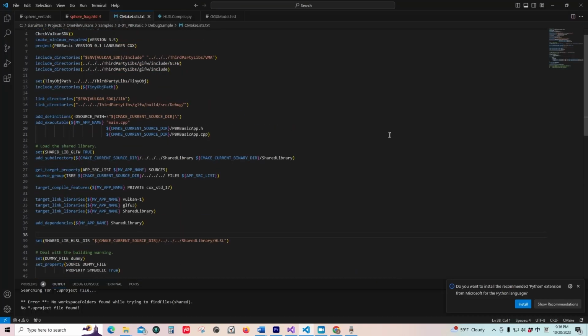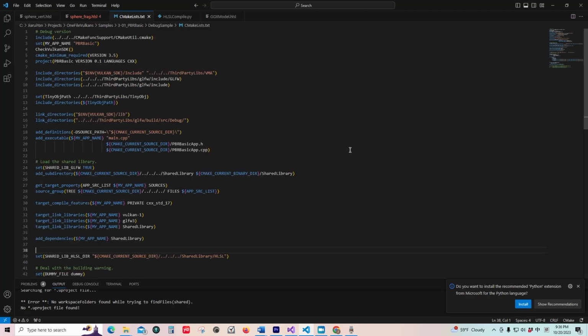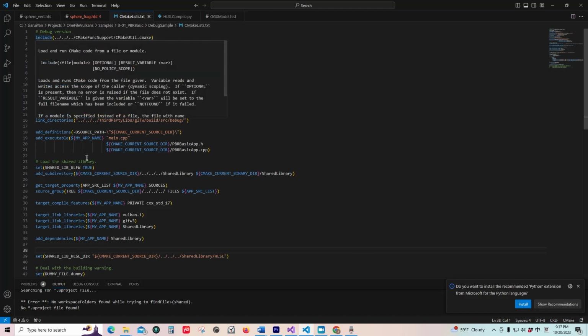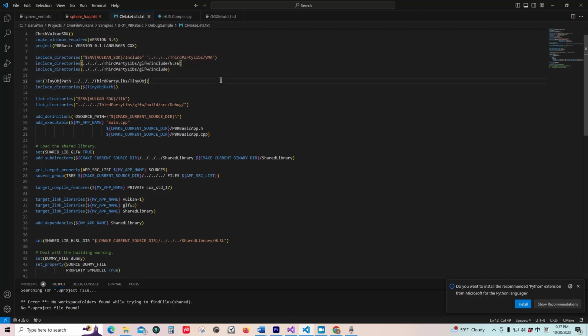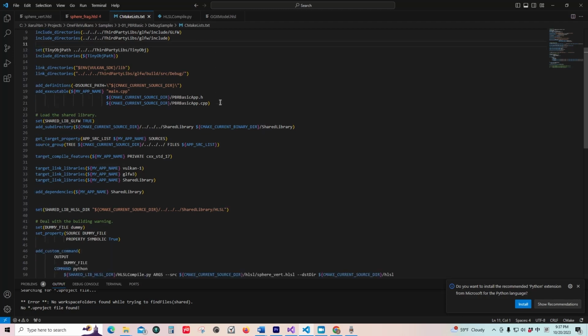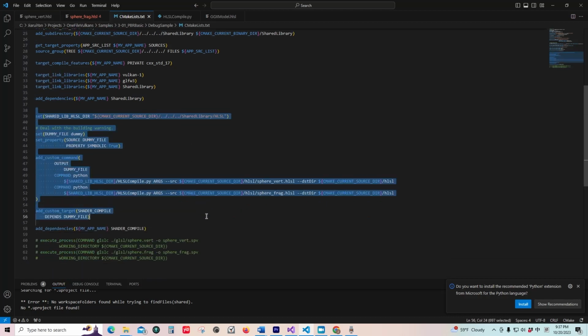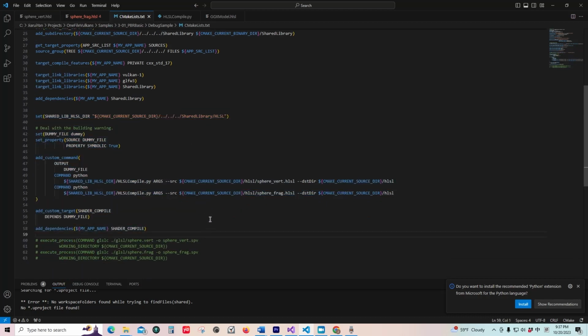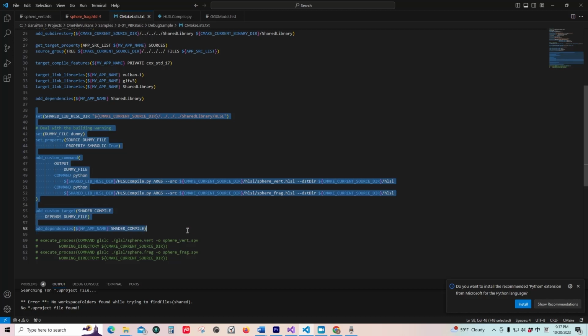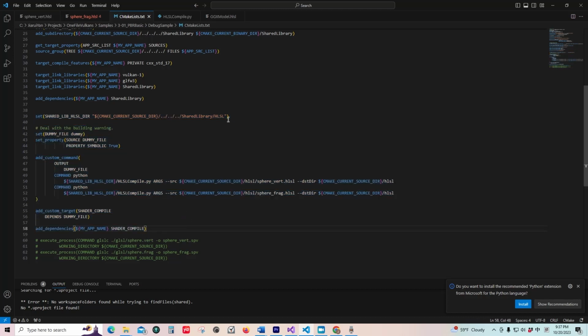Then let's take a look at our application's CMake file. So yeah, here it is quite straightforward. We just create the application target. From this line, we are trying to compile the HLSL code in our project, which is the important part. So yeah, I'm going to explain it in detail.